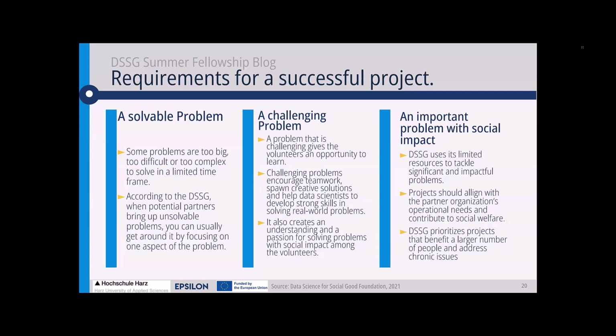An important problem with social impact means that the volunteers work with limited resources, and it should be kept in mind that the limited resource is their free time, and within their free time, they tackle significant and impactful problems. Hence, projects should align with the partners' organizations and operational needs and contribute to social welfare. The prioritization of projects that benefit a larger number of people is done by the impact itself. So stronger impact leads to stronger priorities.